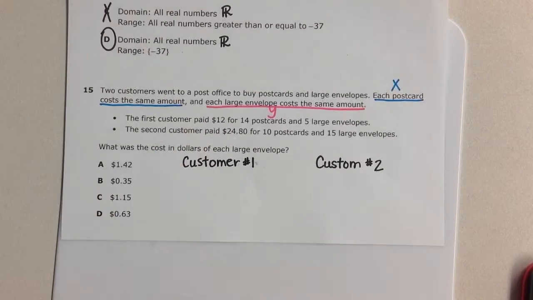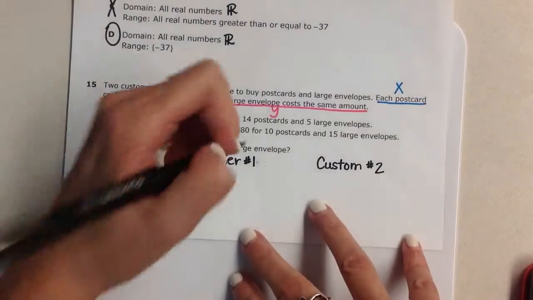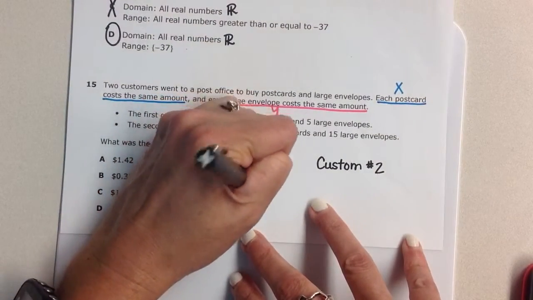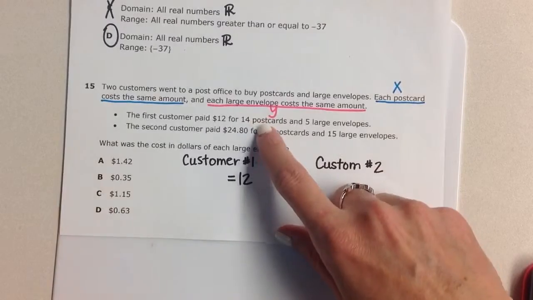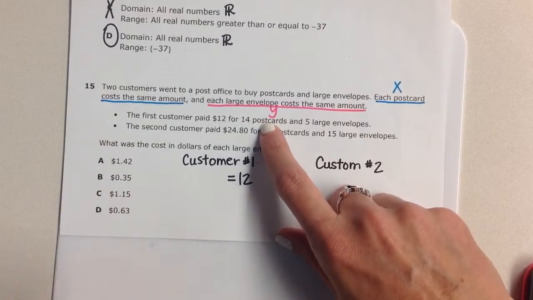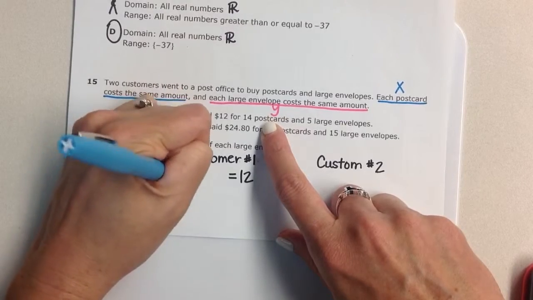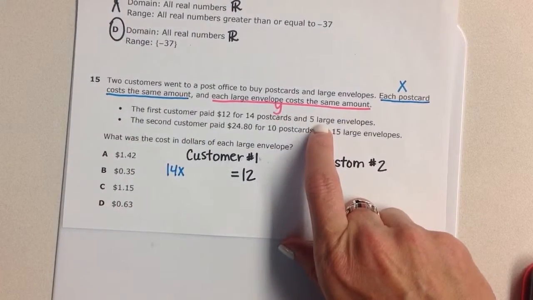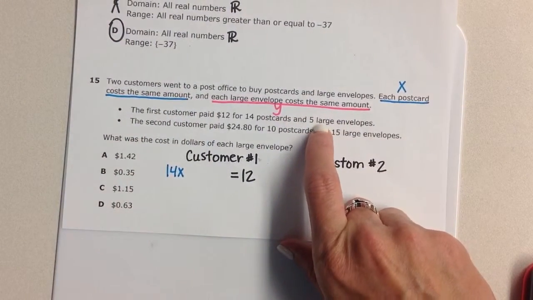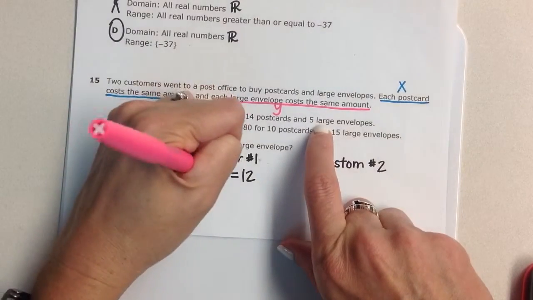So we're going to pay attention to the first customer. She paid $12, so that was her total. And she paid 14 postcards. Well, what did she pay for each postcard? I don't know, that's x. So I'm going to say 14x. And then she had 5 large envelopes. So she paid whatever this cost was for the large envelope 5 times. So that's going to be 5y.